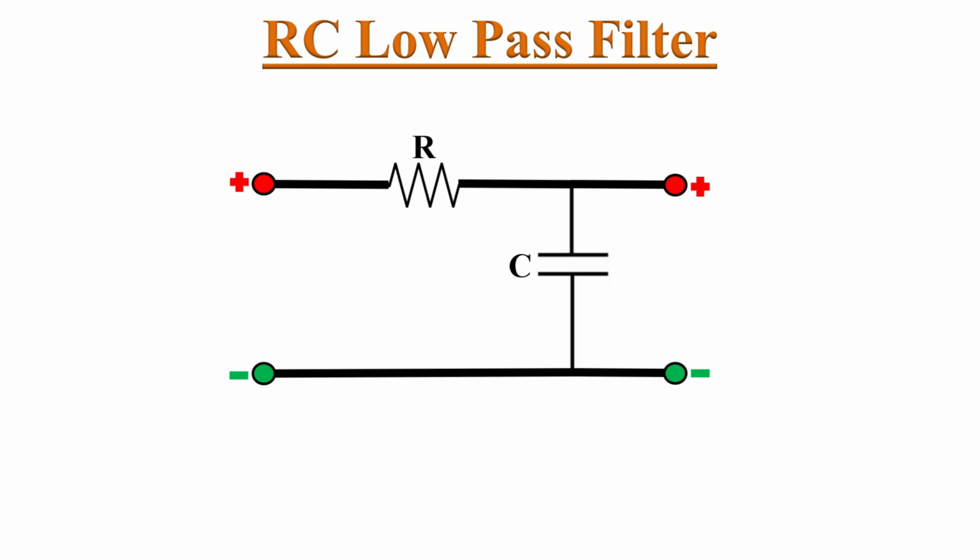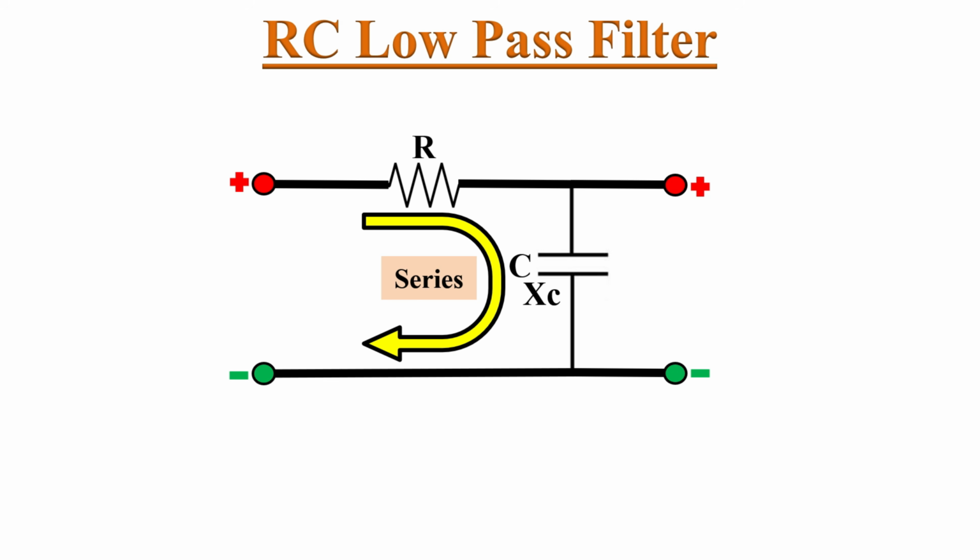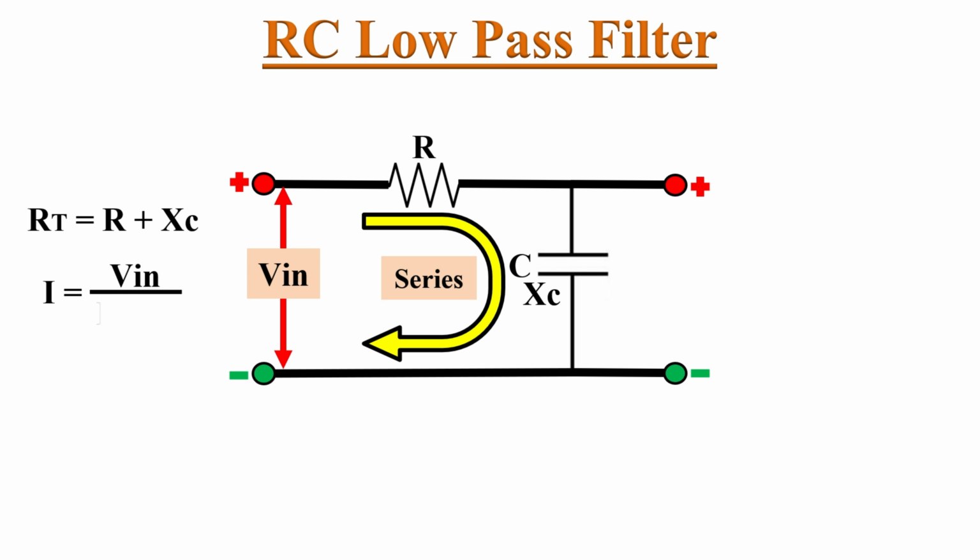Now let's understand how this circuit works as a low pass filter. If we see over here, the resistor and capacitor are connected in series. As we know, the capacitive reactance can be denoted with Xc. So the total resistance of this circuit, RT, equals R plus Xc. We are applying input voltage Vin here. So the current I can be given as Vin divided by R plus Xc.